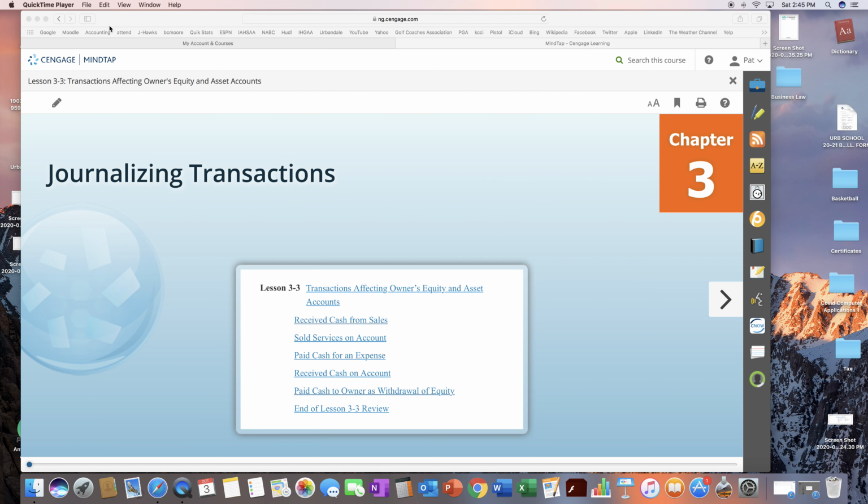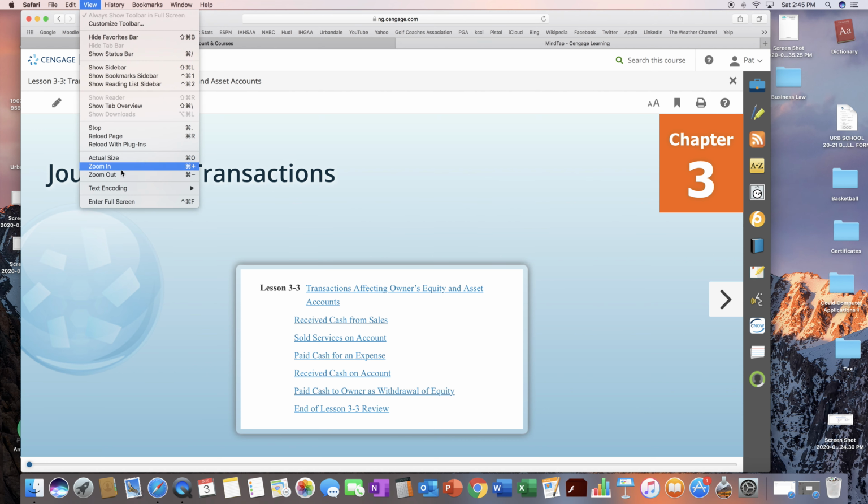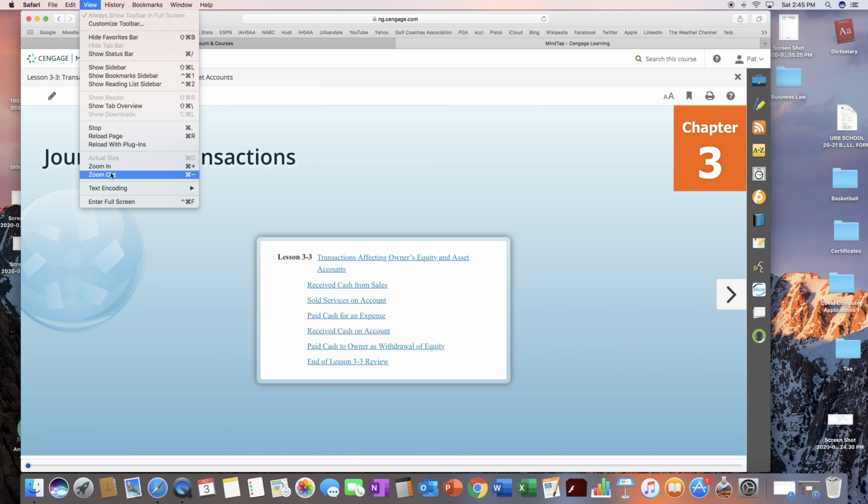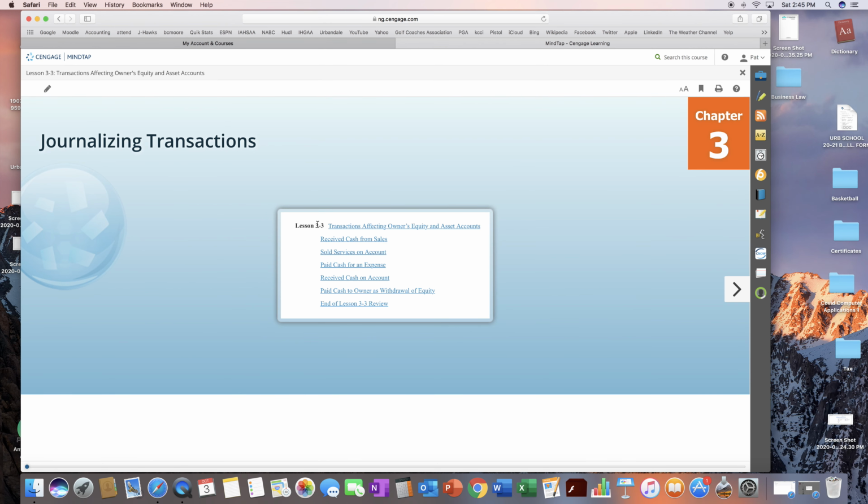All right, so this is 3.3. Zoom out a little bit, sorry. 3.3 notes. These are the different transactions we haven't covered yet that will be from your transaction sheet from the previous chapter. We're going to record receiving cash from sales, sold services on account, paid cash for expenses, paid cash on account, and then paid cash owner's withdrawal of equity.